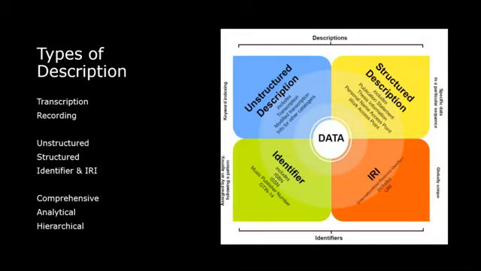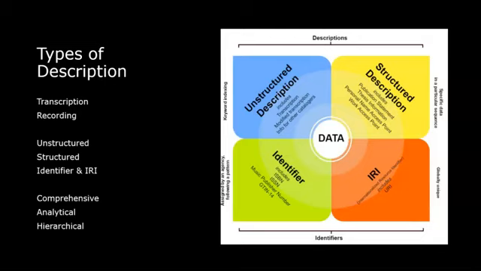The second type is unstructured, structured, or a form of identifier. Unstructured descriptions are usually those that use transcription. While the data goes in specific marked boxes, it is not moved around or drastically changed.